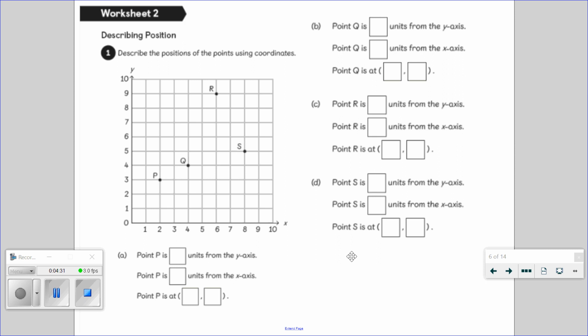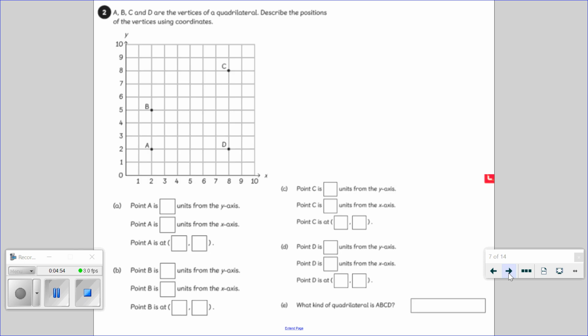So here is the worksheet, and in question 1 you need to describe the positions of these points using coordinates. So P is how many units from the y-axis, and then how many units is it from the x-axis, and then you have to write the coordinates here. For 2, you are again describing the positions using coordinates. But you also need to see what four-sided shape the points make. And can you name that shape?